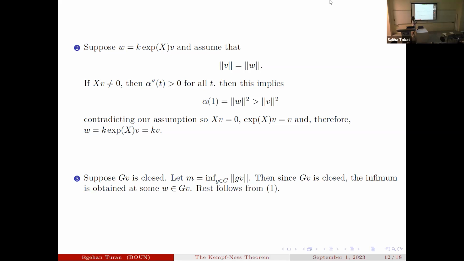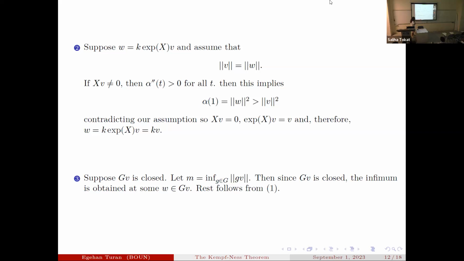Then for the exponential of x times v, by just Taylor expanding this exponential, I can see that this is just equal to v. So w, which was equal to that, is just equal to this. So indeed, w resides on a K orbit of v, because it is just k times v, where k comes from the capital K I just talked about.